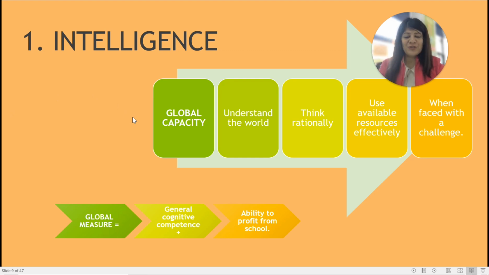So here's unraveling the definition of intelligence. Intelligence is actually the global capacity to understand the world, to think very rationally, and use available resources effectively whenever we are faced with a challenge. So it is said to be a global measure which takes care of your general cognitive competence as well as your ability to profit from schooling.